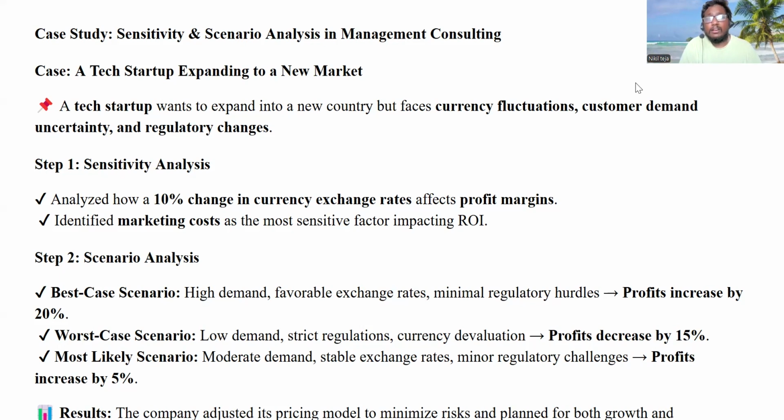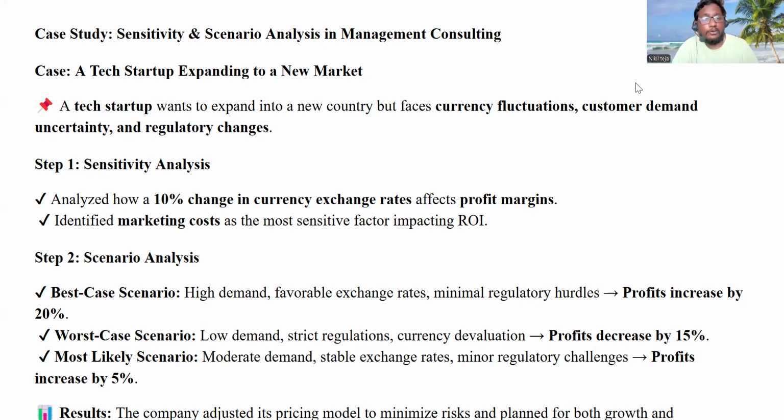So that is one of the steps of sensitivity analysis. Here a 10% change in currency exchange rates is a key, influential variable. Identified marketing costs as the most sensitive factor impacting ROI. So if you do more marketing, ROI will be more. If you do less marketing, ROI will be less. As simple as that. So marketing cost is one of the key influential factors we can say. So this is about sensitivity analysis.